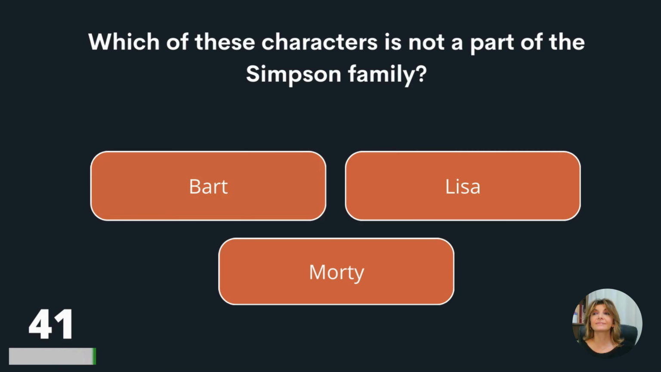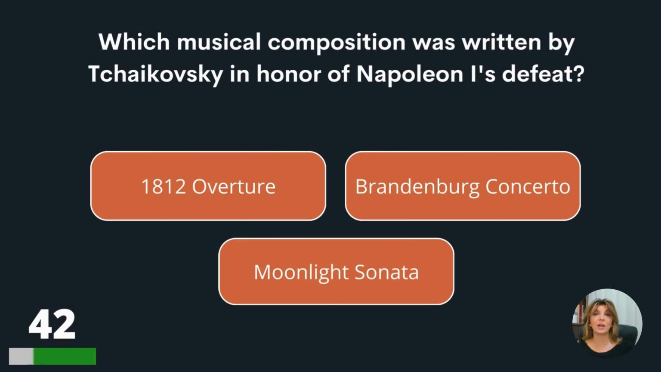Which musical composition was written by Tchaikovsky in honor of Napoleon's defeat? The 1812 Overture, Brandenburg Concerto, or Moonlight Sonata? The 1812 Overture.